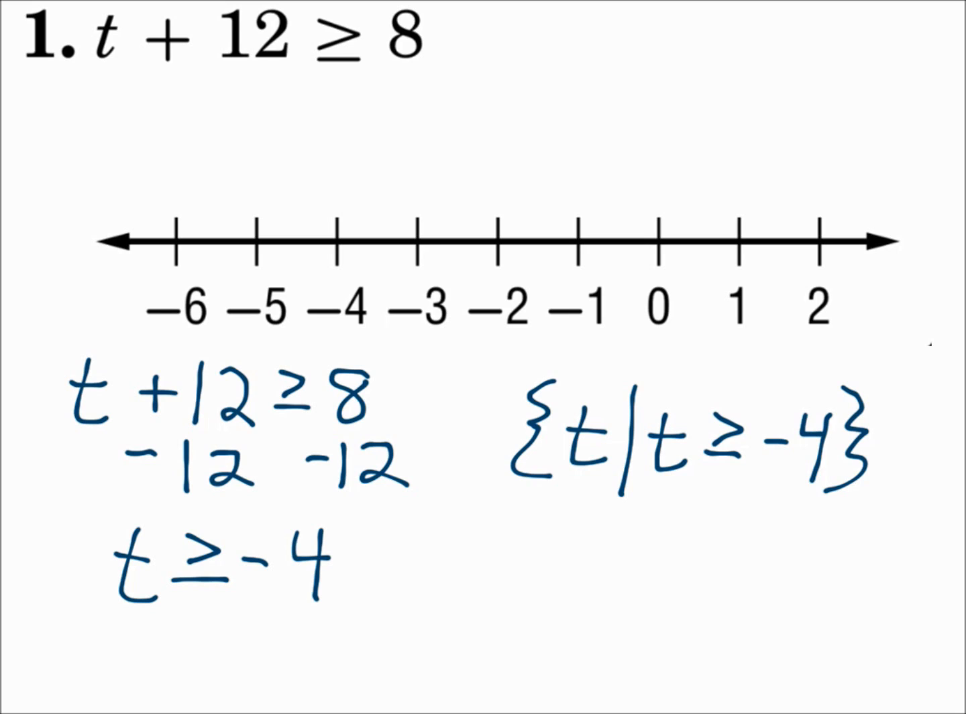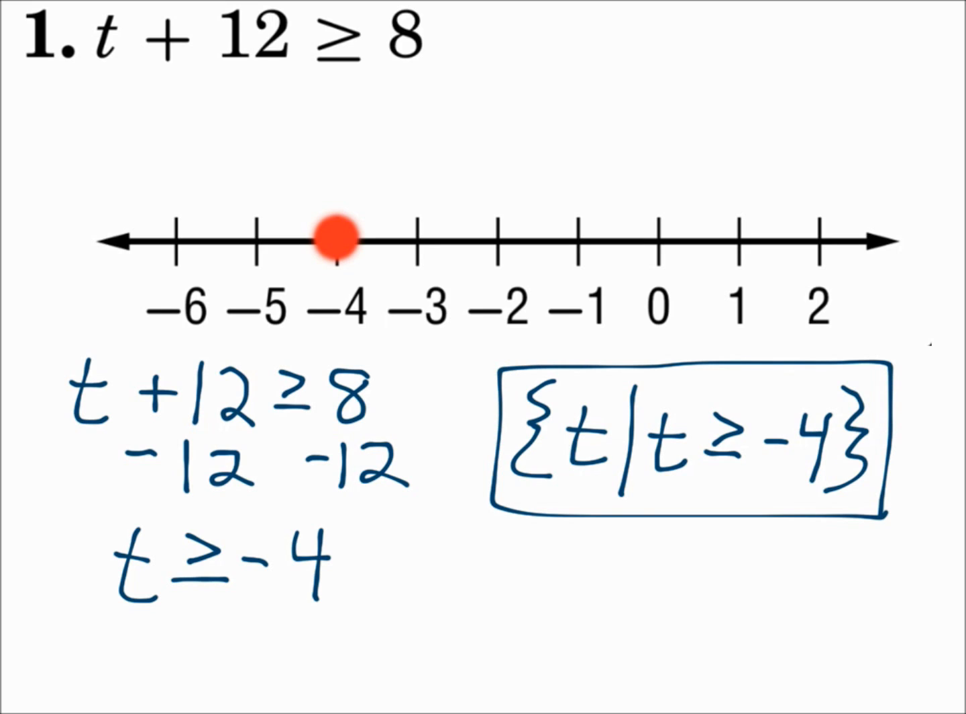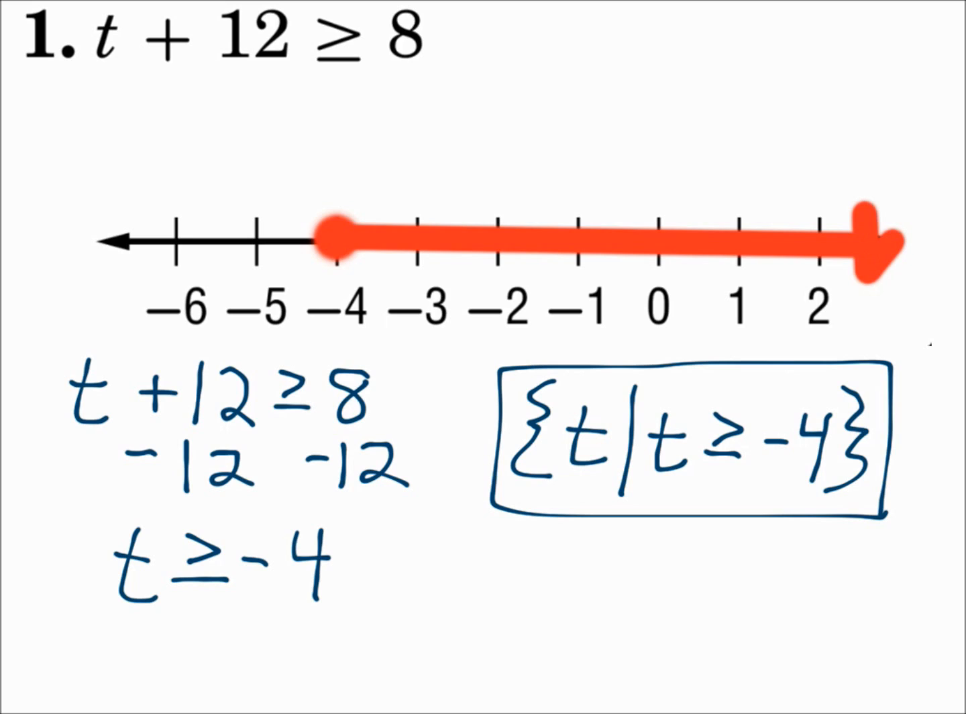-4 is our important number. Since t is greater than or equal to -4, the -4 is included, so we put a closed circle. T is greater than, which is all the numbers to the right, and fill in the arrowhead because that will continue on to infinity. Closed circle on -4, shaded to the right.